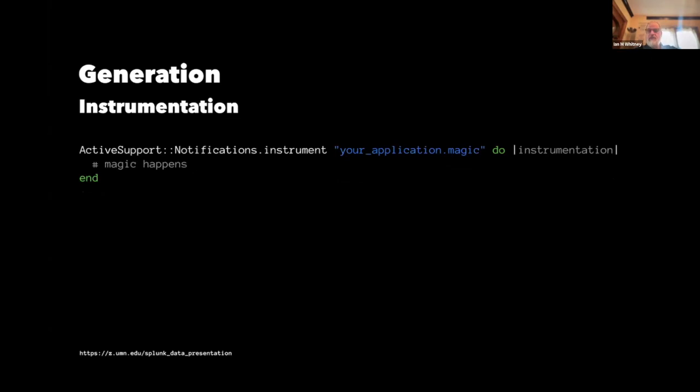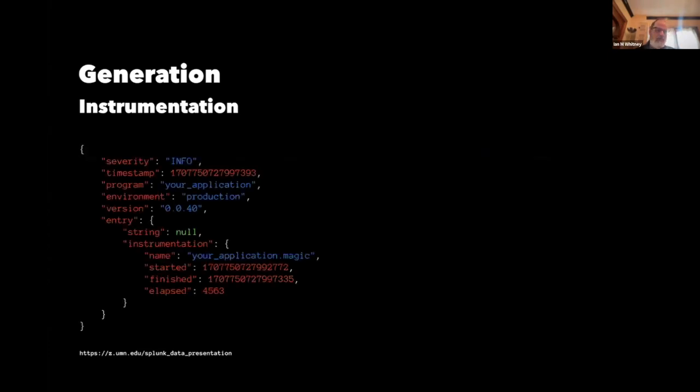You make a block around a method that you want to see what it's doing, how often it runs, how long it takes, whatever sort of stuff that you care about. Magic happens there in the middle. And then what pops out is this very nicely structured chunk of JSON. You get logging levels, you get some severity, you get a timestamp.